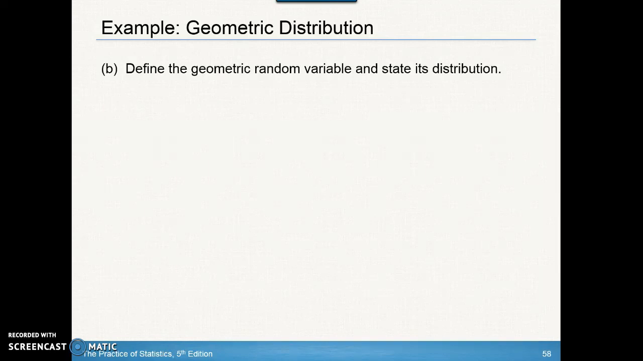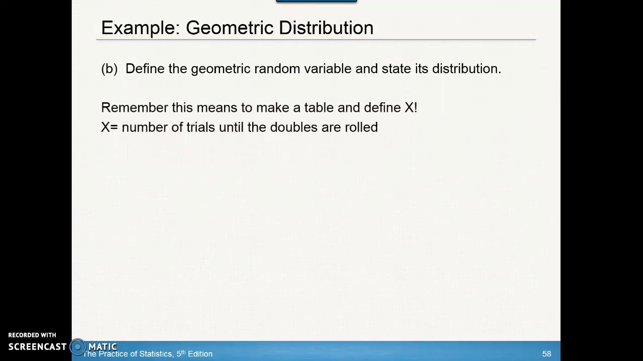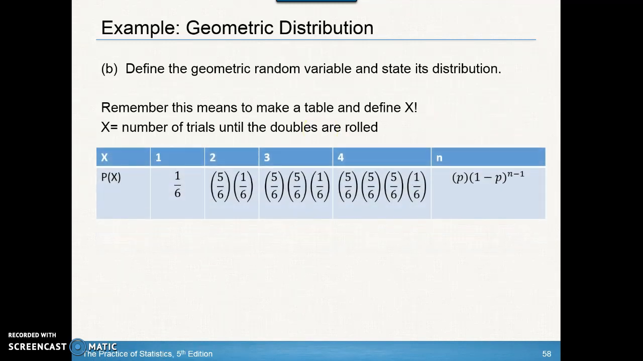That's like saying y equals blank and then stating its distribution. Okay, in this case, you can define it x, y, whatever. Sometimes it's nice to use y just to show that it's different from the binomial distribution. Okay, but notice here we said x is the number of trials until the doubles are rolled. So we're saying we are doing this until we get our first success. Okay, all right, so here is the probability distribution.